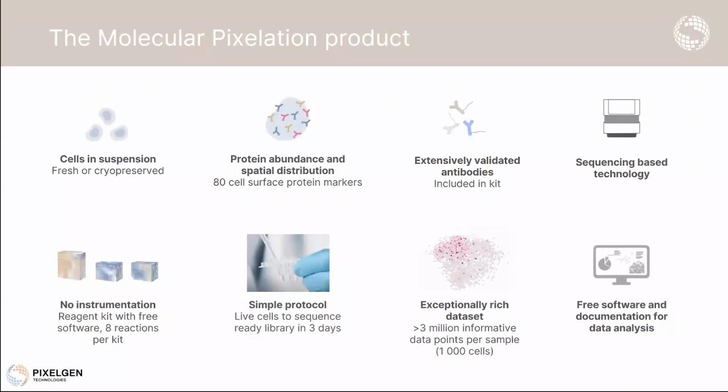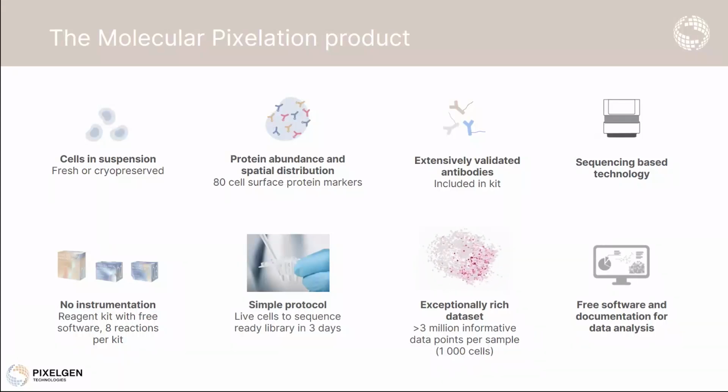This is the final slide, and it's just something that I would like you to remember molecular pixelation by. So we know that we're working with cells in suspension. They can be either fresh or cryopreserved. And we're looking at protein abundance and spatial distribution of these 80 cell surface protein markers that we have.